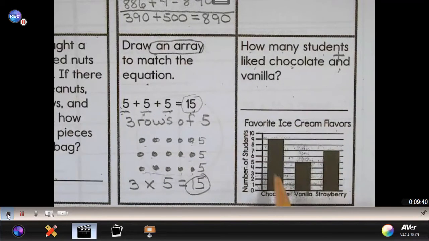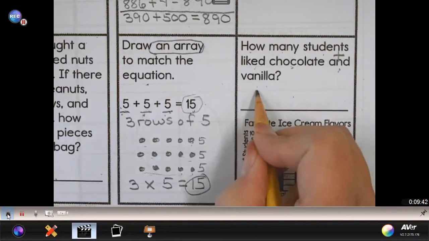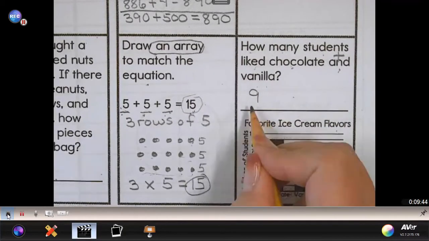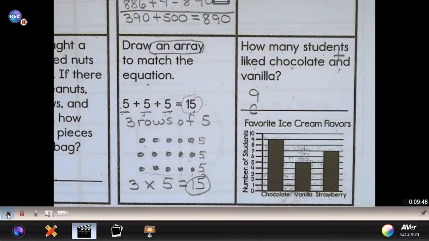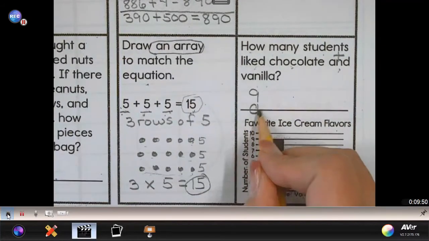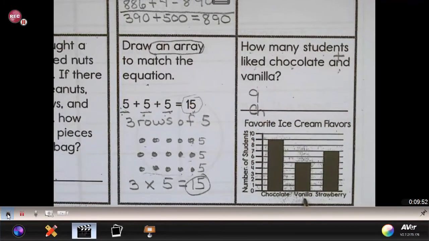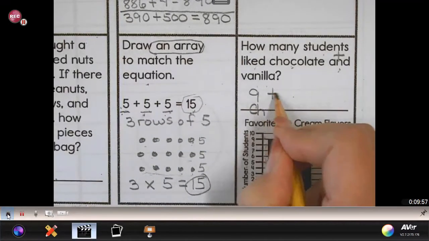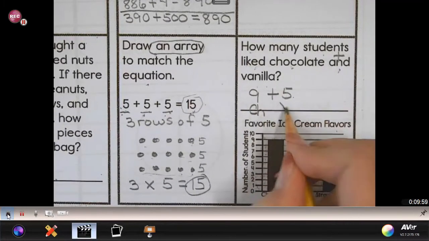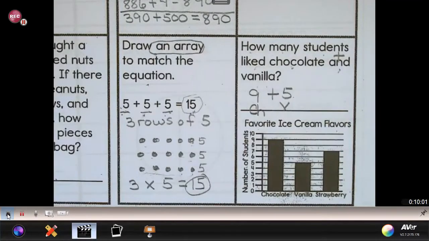So we have the people that like chocolate. We have 9 students that like chocolate. I'm going to put a C under here to show my thinking. This is going to be my people for chocolate. My vanilla are going to be 5. And I'm going to put a V here for vanilla.